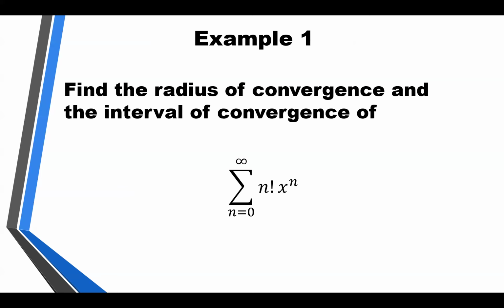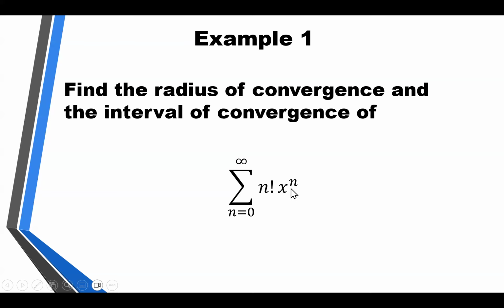Let's do an example. Let's say we want to find the interval of convergence or the radius of convergence for this infinite series. The infinite sum of n factorial times x to the n, from n equals 0 to infinity. Now, what you'll see here is that we have two types of growth going on. We have an n factorial type growth and an x to the n type growth.